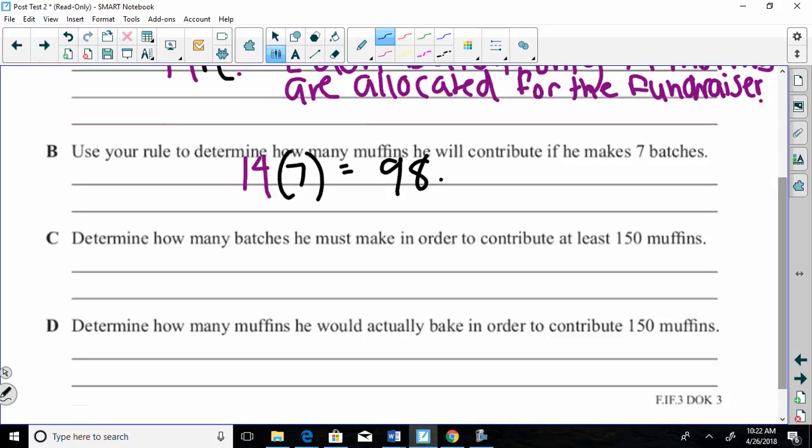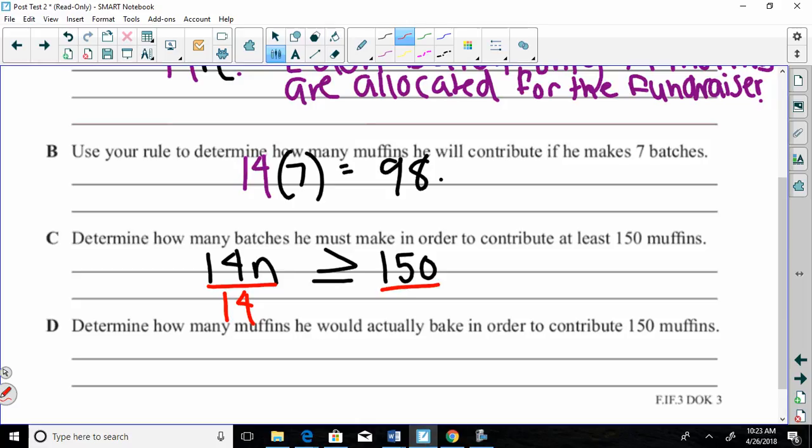Determine how many batches he would need in order to get at least 150. So we know 14N, and then we need at least 150. What sign is for at least? Greater than or equal to, right? Because if I need at least 150 muffins, I would need 150 or more. How would I get N by itself? Divide. And when you do that, you end up getting N is greater than or equal to 10.7.